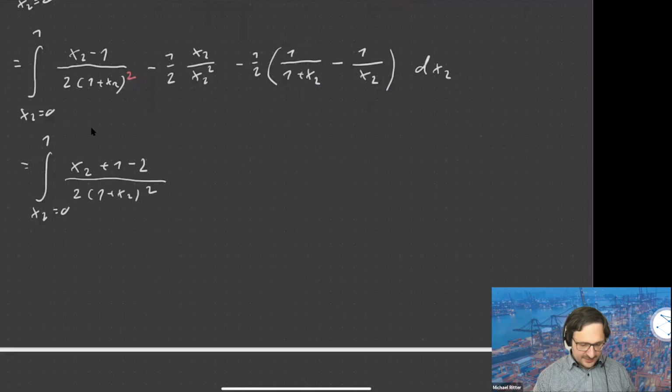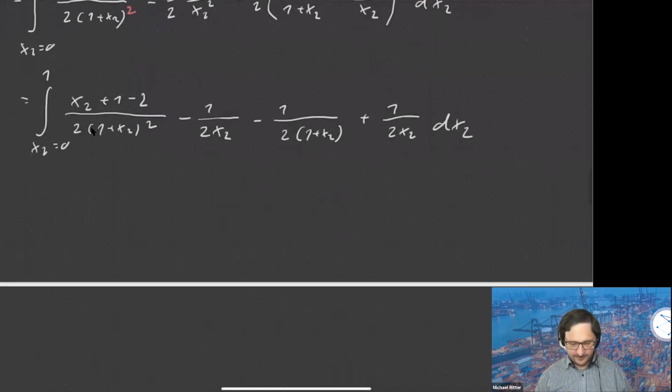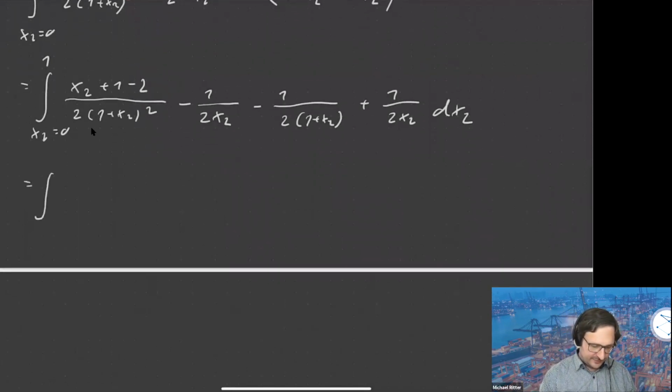Okay, then in this expression here, I can just cancel out one of the x2s. So I get minus 1 over 2x2. Here I get minus 1 over 2, 1 plus x2. And here I get plus 1 over 2x2 dx2. And now we can hopefully see that this can all be simplified quite a lot.